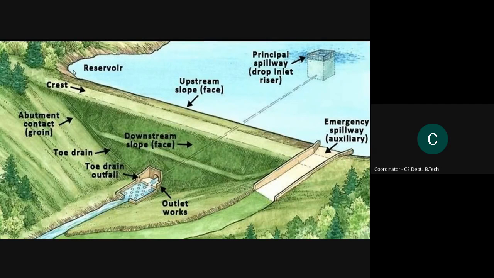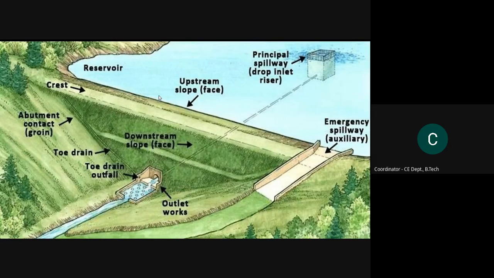So this is the place where the water is stored. This part of the dam where the water is stored is called the reservoir. And here, as you can see, this is the upstream slope. Why is it called by this name? Because this is the upstream side face, from where the water is coming.